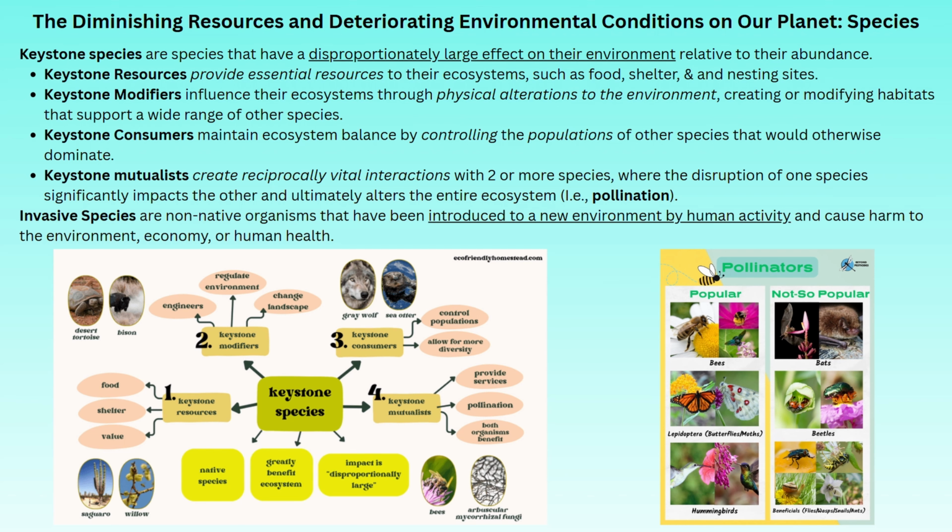Next are keystone mutualists. They create reciprocally vital interactions with two or more species, where the disruption of one species significantly impacts the other and ultimately alters the entire ecosystem. Now, there's more than just pollinators, but I want you to think of mutualists as pollinators. And so on the right here, we can see some of the key pollinators, some of the popular ones you may know and other ones you may not know.